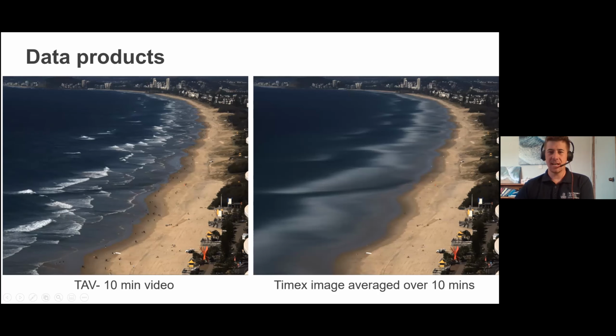Traditionally, to limit the amount of data these systems transmitted, it was only the Timex images, as well as some other things, that were transmitted back to the processing computer at the base for you to analyze. So these are 2 of the main data products that these camera systems provide: the 10-minute video and also the Timex image.